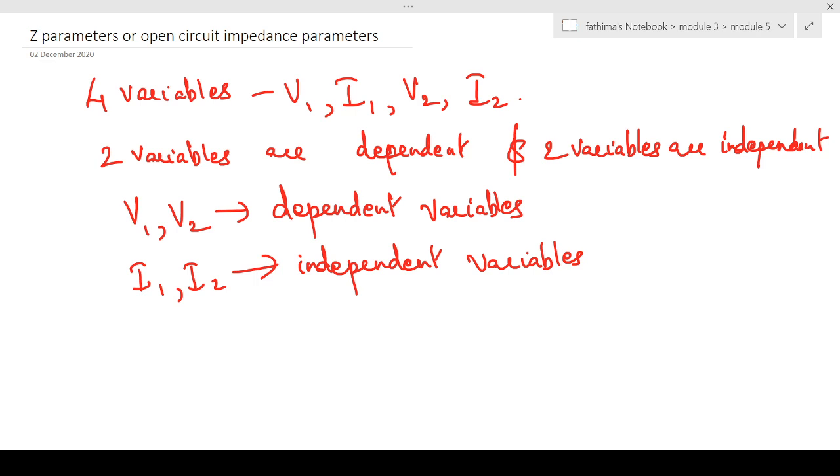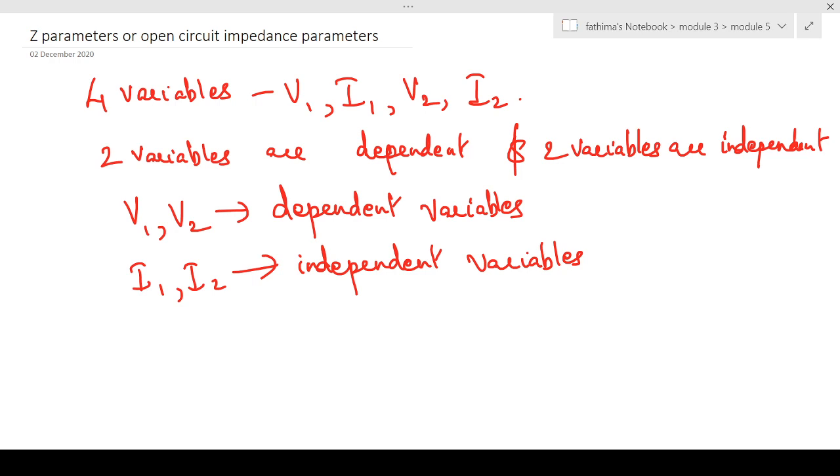As you all know, there are four variables for a two-port network and they are V1, I1, V2 and I2. V1 is the voltage at the input port, I1 is the current entering the input port, V2 is the voltage at the output port and I2 is the current entering the output port. And out of these four variables, two variables will be dependent and two variables will be independent.